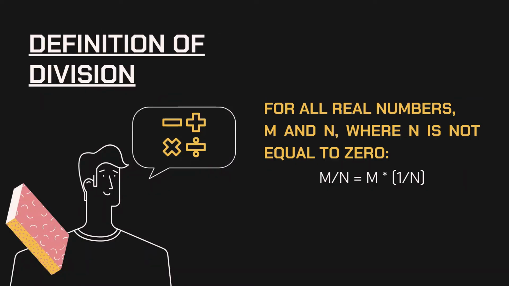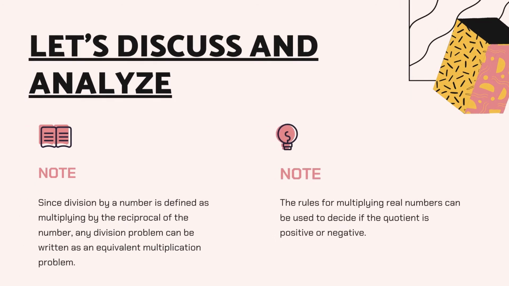Definition of division. For all real numbers m and n, where n is not equal to 0, since division by a number is defined as multiplying by the reciprocal of the number, any division problem can be written as an equivalent multiplication problem. The rules for multiplying real numbers can be used to decide if the quotient is positive or negative.